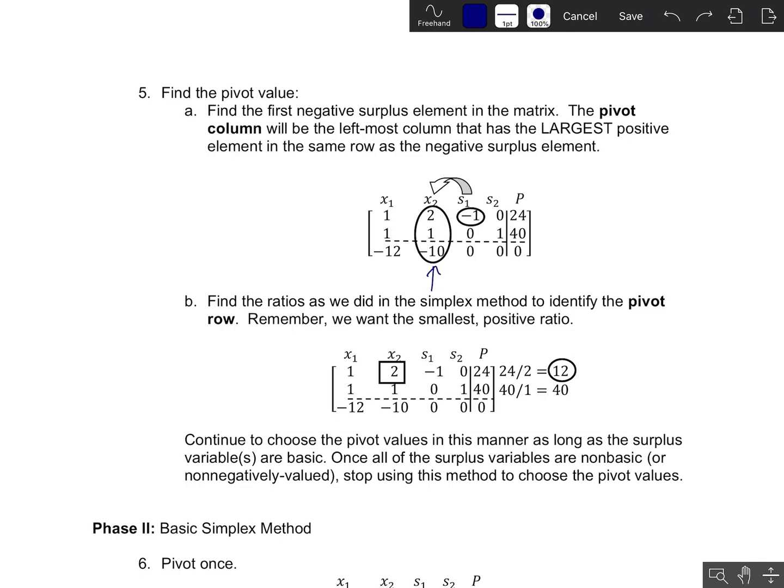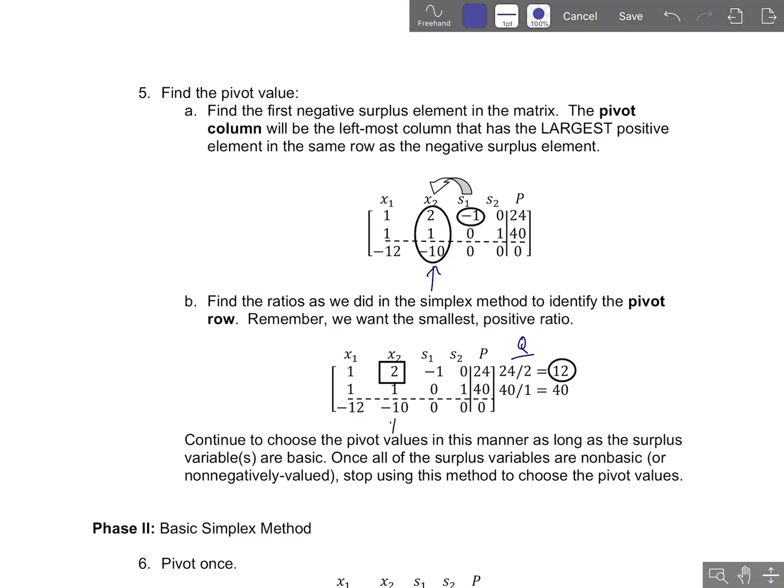And then once we have our pivot column, thankfully, finding the pivot row uses the same rules that we have been using. So I would again compute these quotients like we have been. You take the far right number and divide by the positive number that lives in your pivot column. So this would be 24/2, the next one would be 40/1, and you choose the smaller of these, like we have been choosing, to give us our pivot row.